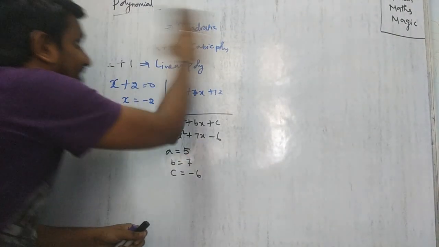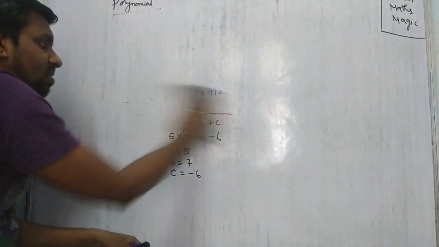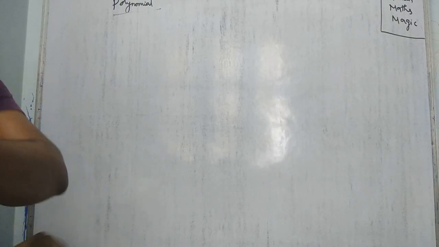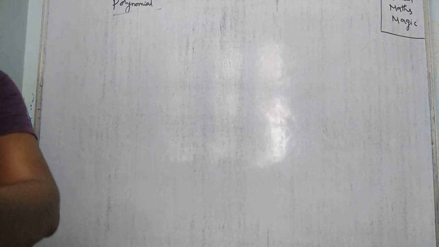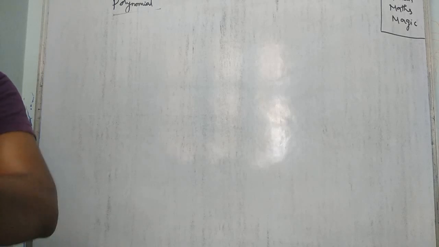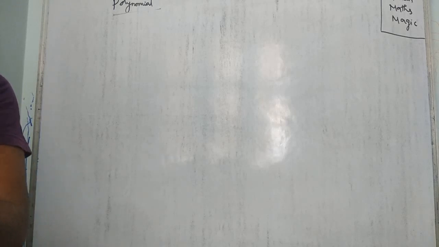Now I move on to the exercise. I have given you the basics. The first exercise is based on geometrical meaning. What is meant by geometrical meaning? Using the graph, you have to find out how many factors, how many zeros, how many roots the given equation will have.